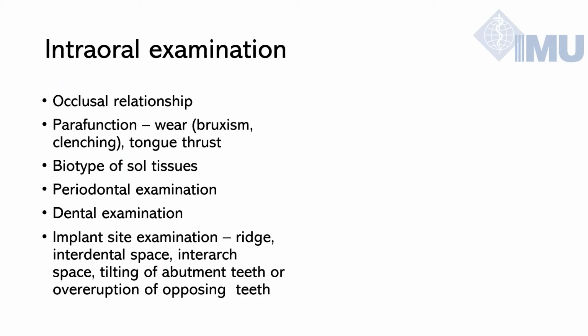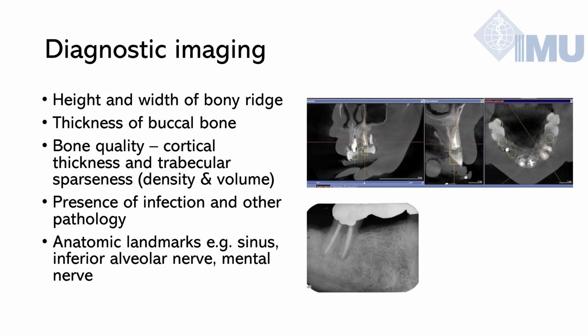In intraoral examination, you can look for occlusal relationship, parafunctional habits like the bruxism mentioned earlier or clenching, tongue thrust habit, biotype of soft tissue, then periodontal examination, dental examination, implant site examination, with the ridge dimensions, ridge width, interdental spaces, interarch spaces, tilting of the abutment teeth and over-eruption of the opposing teeth. All these are so that you can provide enough restoration space for the restoration.